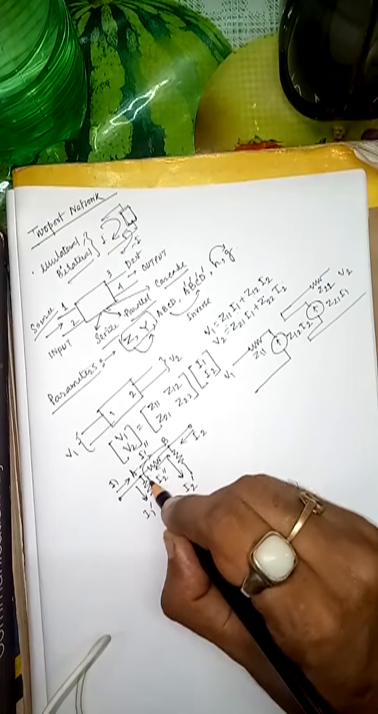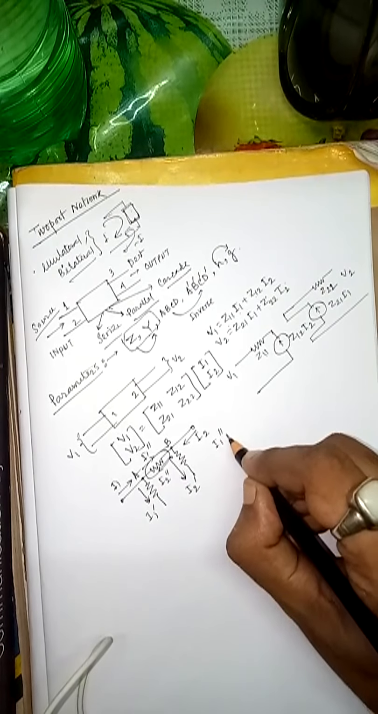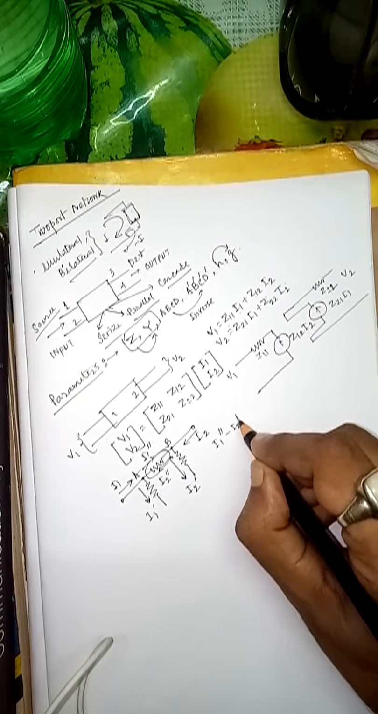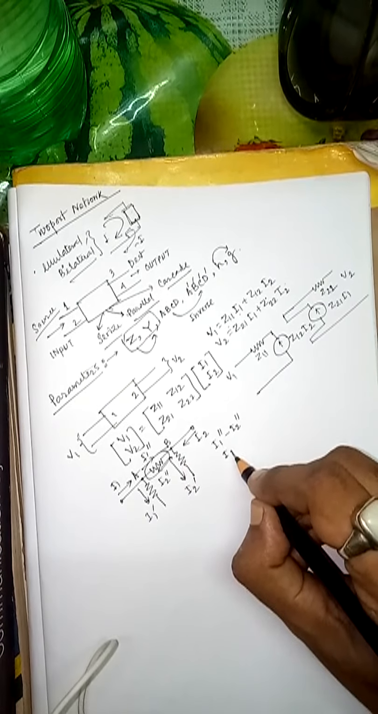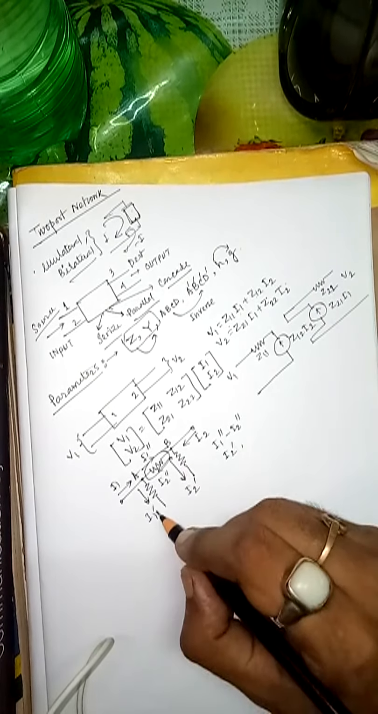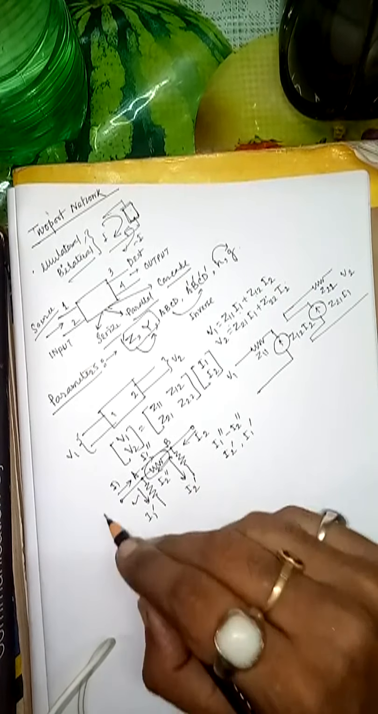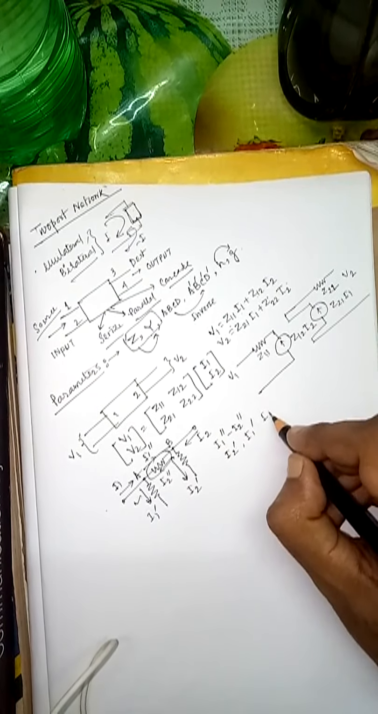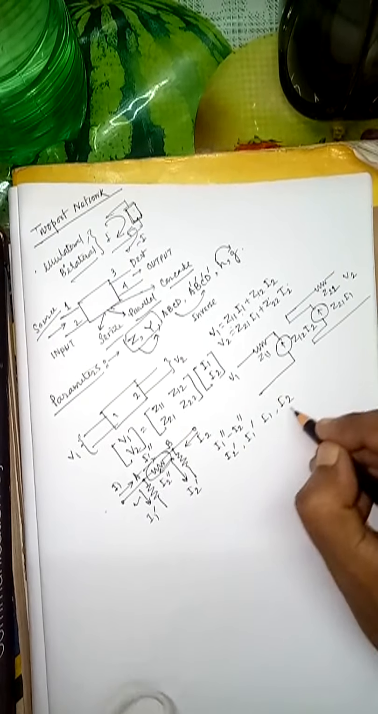So what is the current through this branch? That is I1 double dashed minus I2 double dashed. What is the current of this branch? That is I2 dashed. What is the current through this branch? That is I1 dashed, and that branch having I1 and this branch having I2. So these all are the parameters.